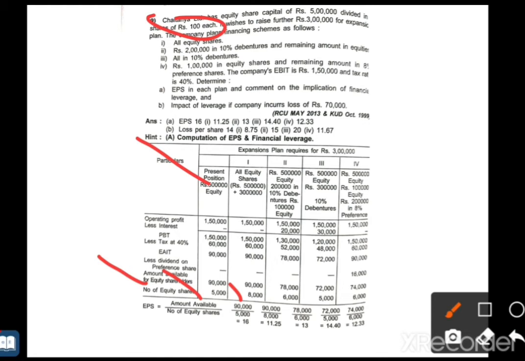In plan 3 we have how much? 5 lakh plus 1 lakh, 6 lakh. 5 lakh equity shares and 1 lakh equity shares, total 6 lakh. 6 lakh divided by 100, 6,000 each. In plan 3 only 5 lakh equity shares, so 5 lakh divided by 100, again 5,000. In plan 4, 5 lakh equity shares plus 1 lakh equity shares, 5 plus 1, 6 lakh, 6 lakh divided by 100, so that is 6,000.